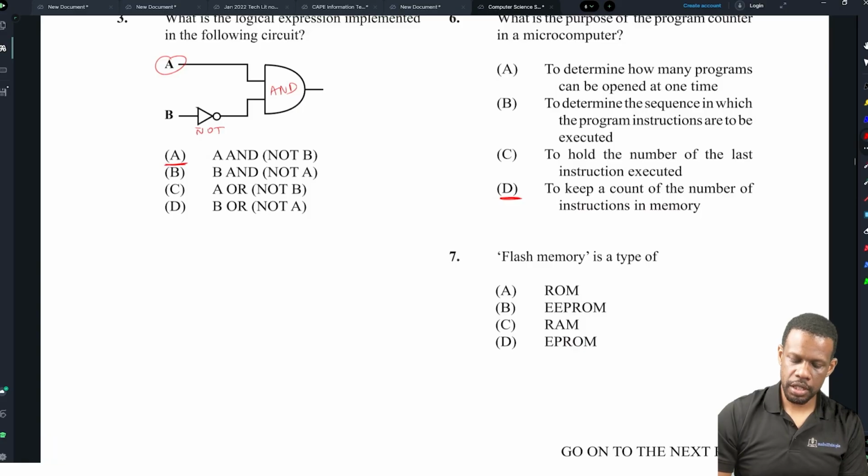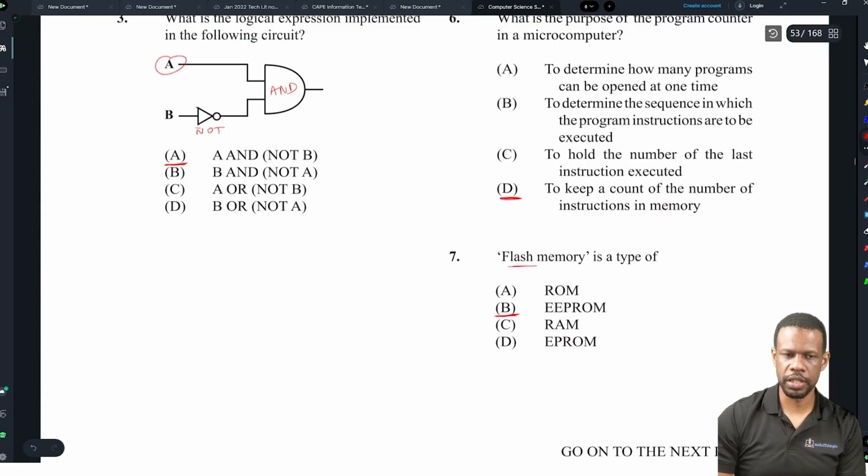Flash memory is what type of memory? That is called EEPROM, because flash memory could be electrically erased, so that's why it will be double EEPROM, because it's electrically erasable, programmable read-only memory. So that would be like a flash drive. Cool.